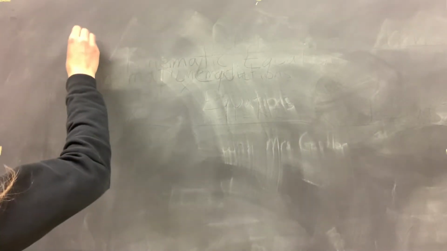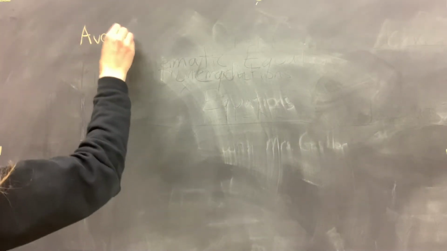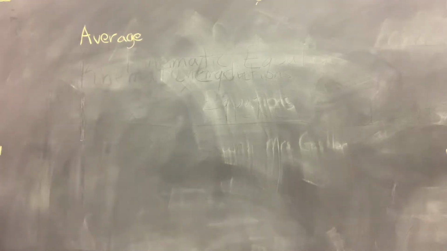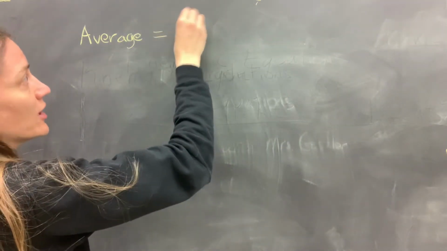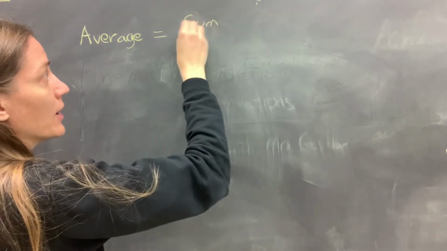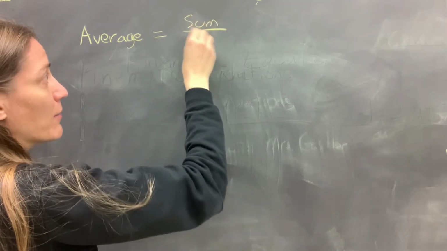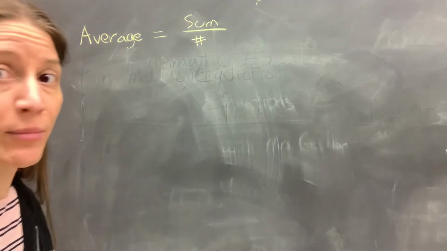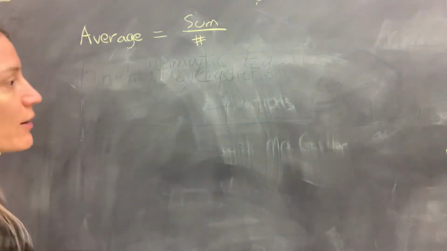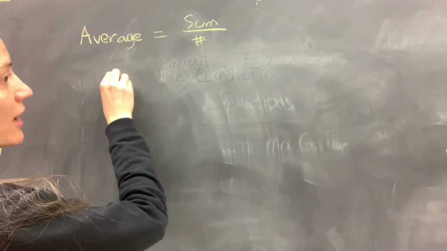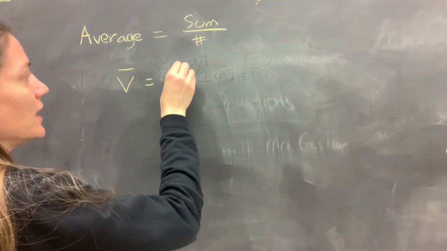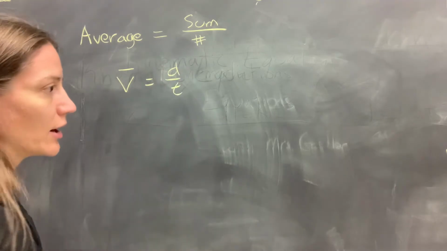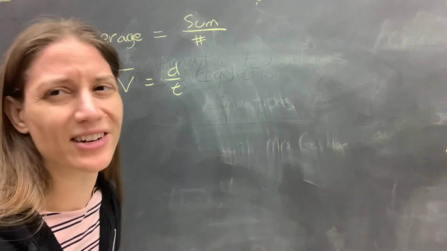All right, so here's what we're going to do. We're going to start with a couple of definitions. First off, we need the definition of an average, which you probably learned in middle school. To find an average, you sum everything up and you divide by the number of things that you summed up. We're going to be using that one today. We also need the definition of average velocity, which is the distance divided by the time, because we're only talking about things that move with a constant acceleration here.